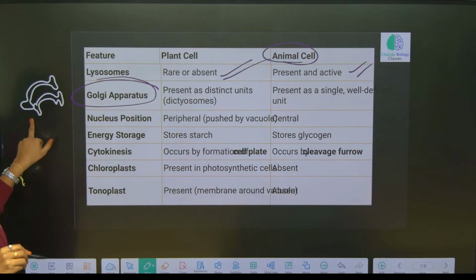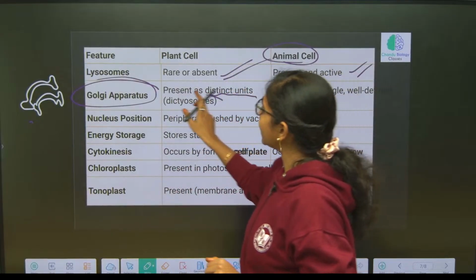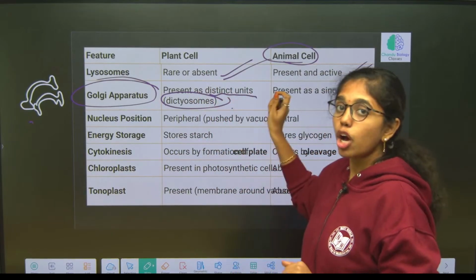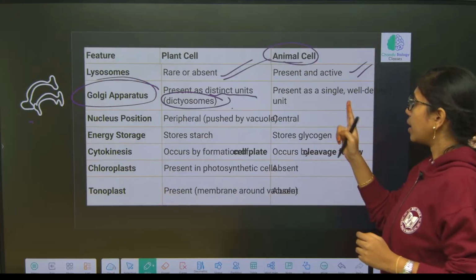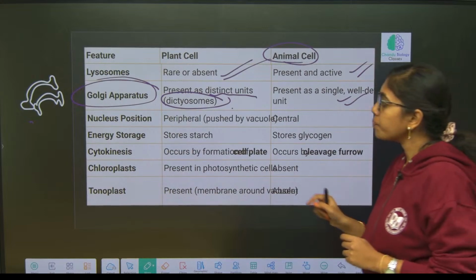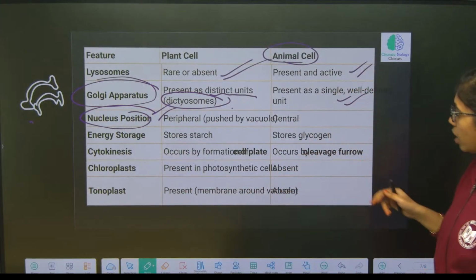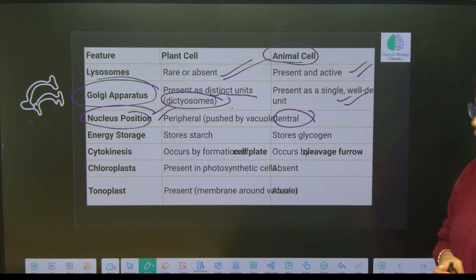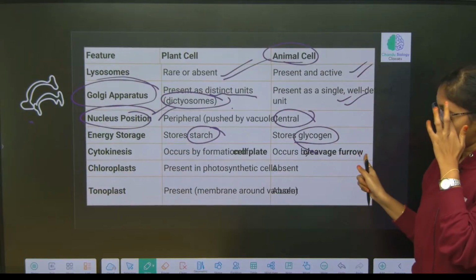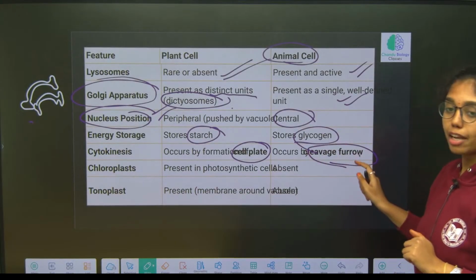So, these cisternae which are not interconnected inside the plant cell, which are present as distinct units, are called dictyosomes. Dictyosomes are nothing but Golgi bodies which are not interconnected. Next, in animal cells, Golgi bodies are present as a single well defined unit. Nucleus position in a plant cell is peripheral, pushed aside because of the vacuole, and in an animal cell it is at the center. Energy is stored in the form of starch in plants, and in the form of glycogen in animal cells. Cytokinesis is through cell plate formation in plants, and through cell furrow formation in animals.